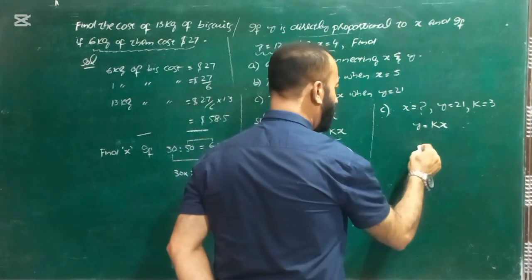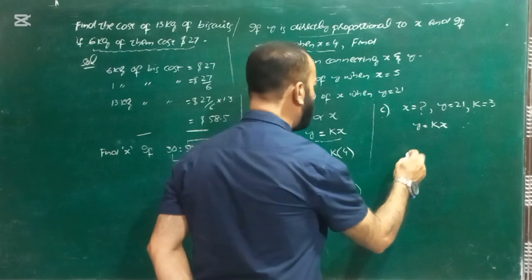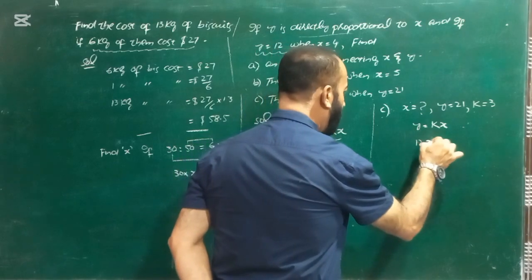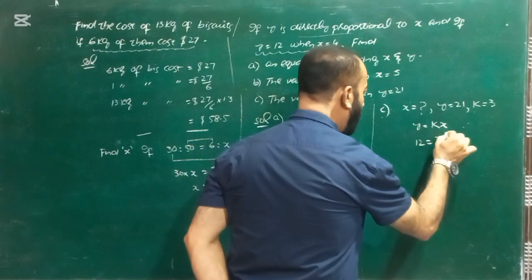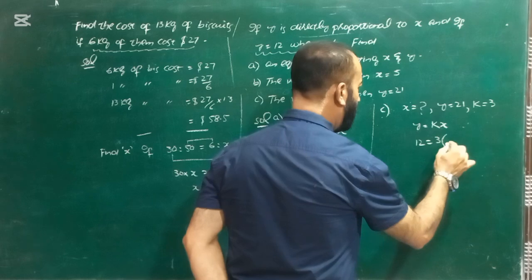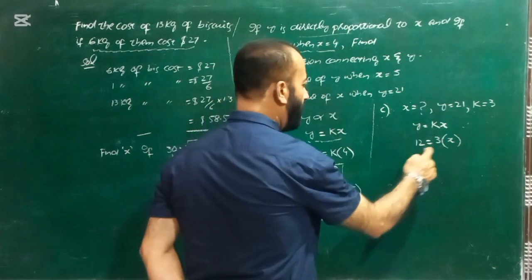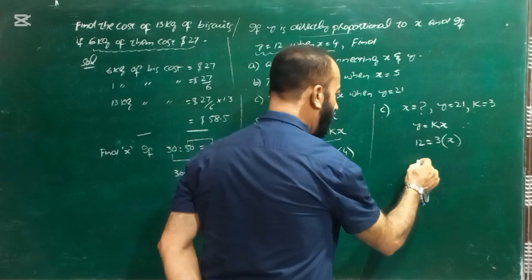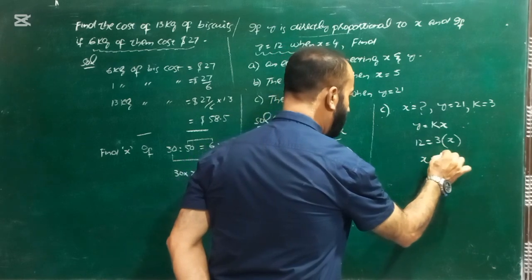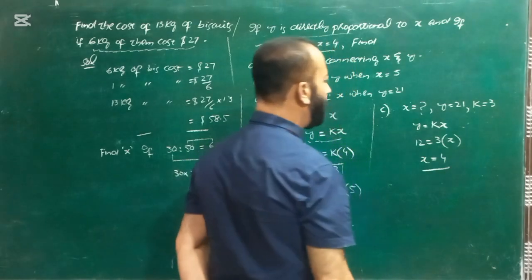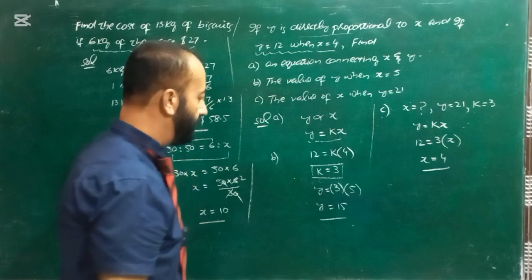So now put these values into the equation. So look now, y is 21, k is 3, and x is the requirement. So from here 3 will come to the denominator of 12, so x will be equal to 4. So this is the answer of the C part.